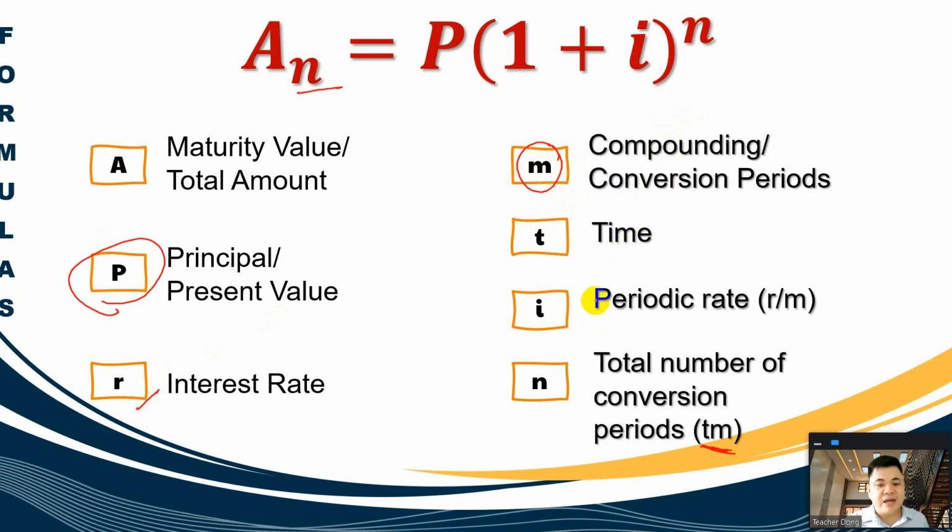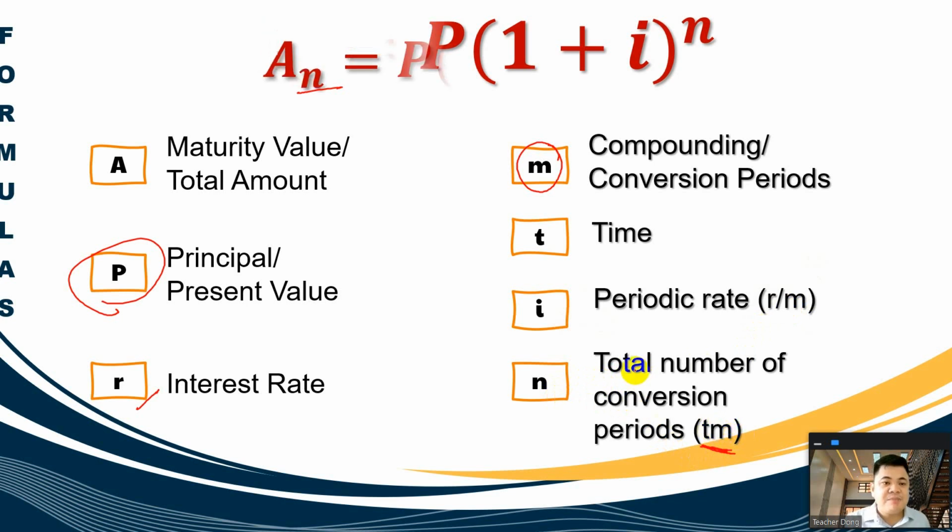And then for I, it's actually the ratio of R over M. So you will divide R, which is the rate of interest, over M, which is the compounding period. And then for the last one, we have N. N is equal to the product of time times the compounding period M.